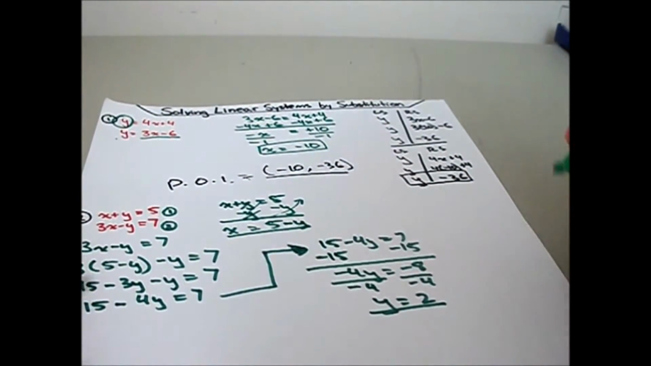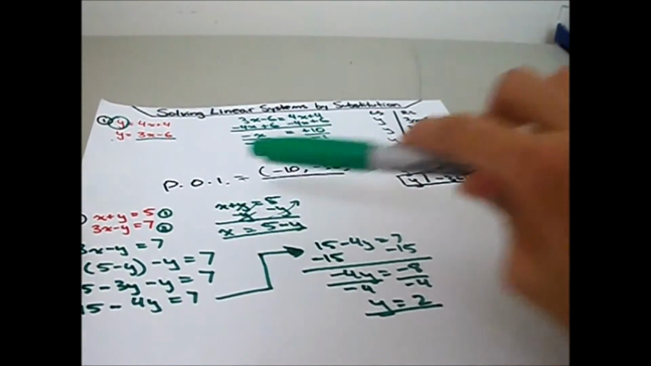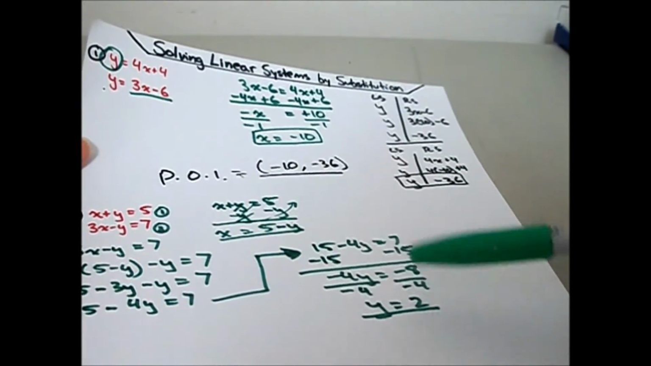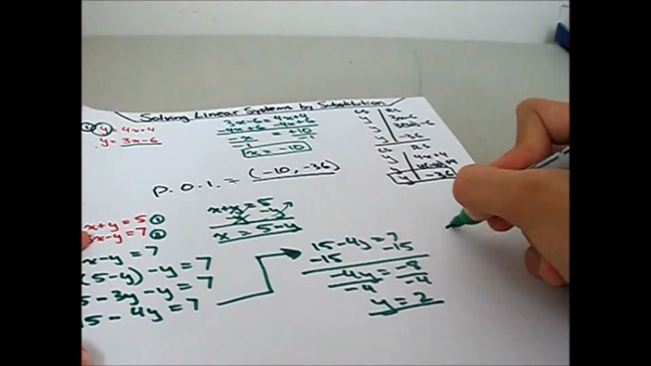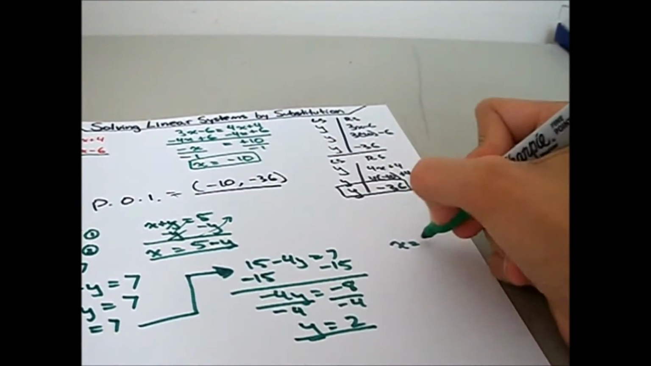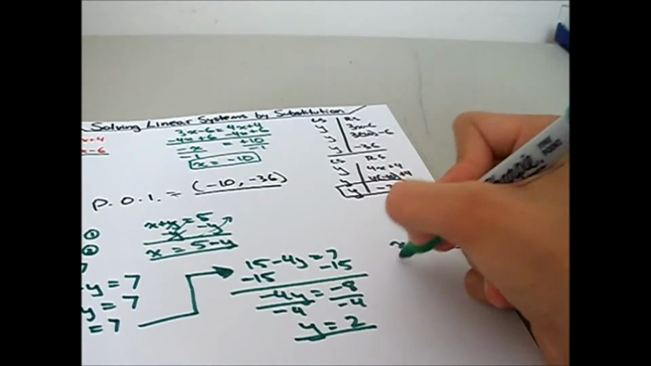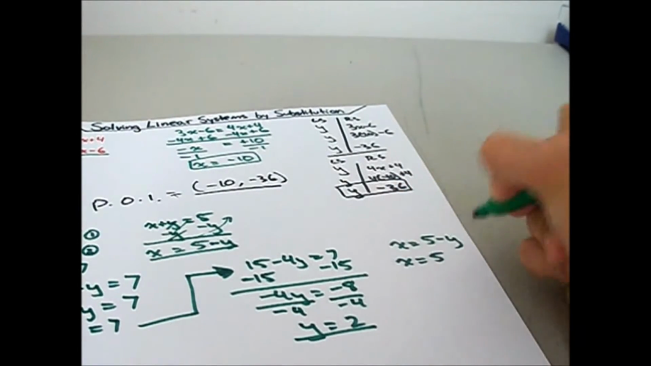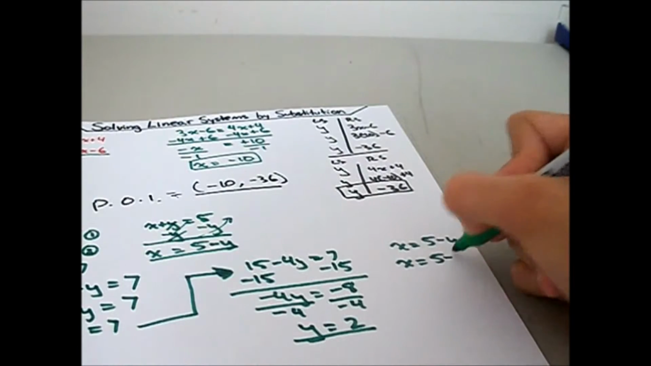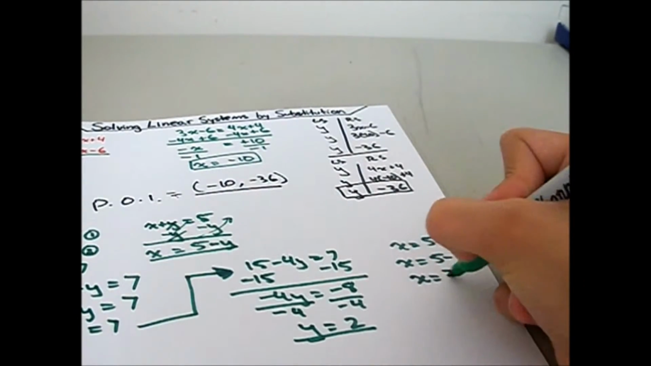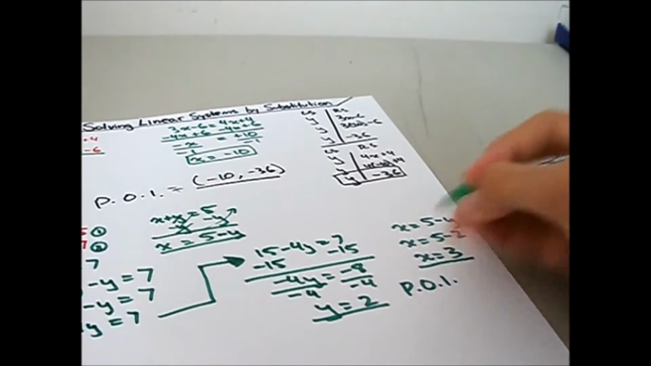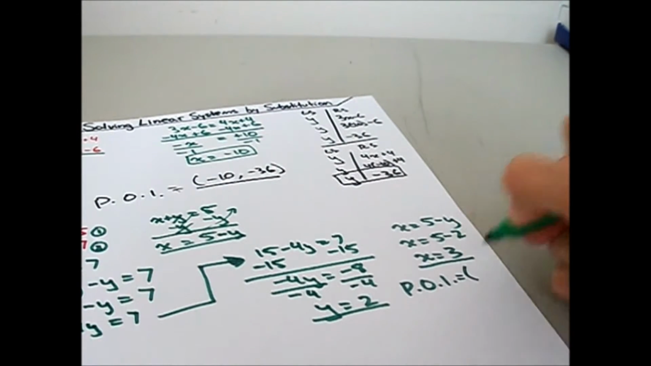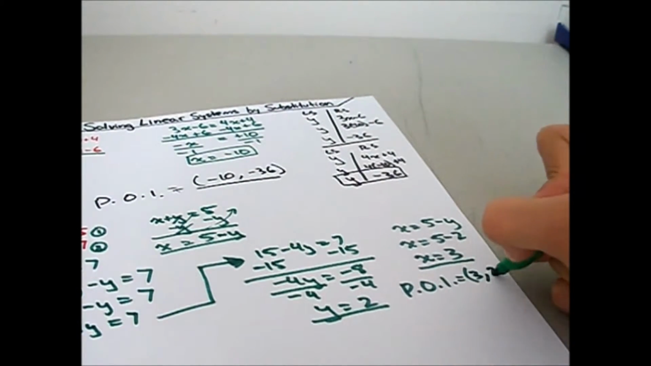So now that we have y, we can easily find x. We're going to substitute y equals 2 into this equation now. So x equals 5 minus y. x equals 5 minus 2. And x equals 3. Our point of intersection is 3, 2.